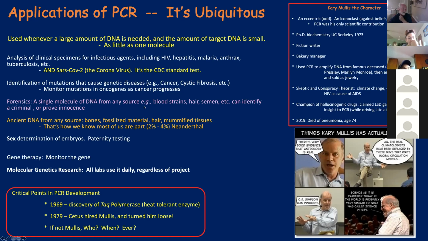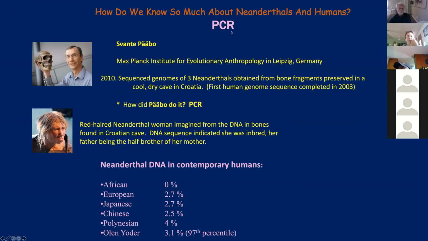Forensics, I've told you about that. Ancient DNA, from any source: bones, fossils, hair, mummified tissues. PCR can be used to amplify DNA that's thousands or tens of thousands of years old. And that's how we know that most of us are part Neanderthal. How do we know that? We know it because of PCR.